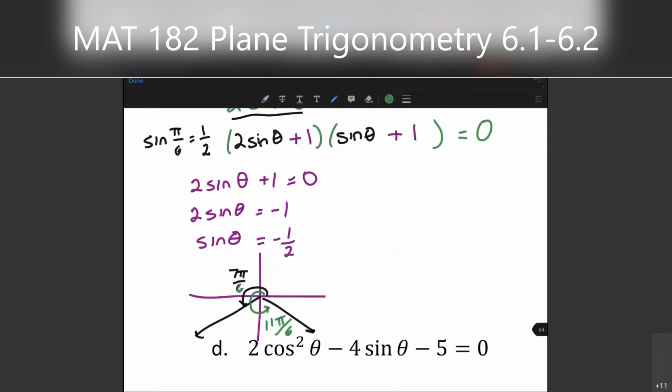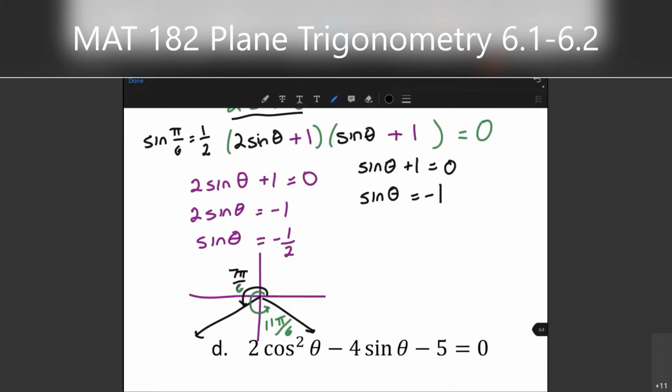Let's take a look at the second equation. We have sine theta plus 1 equals 0. We'll see if we can find a solution for that as well. So this means sine of theta equals -1. So what is the angle that will give us -1 for sine? Yep, that would be 3 pi over 2, Anya.